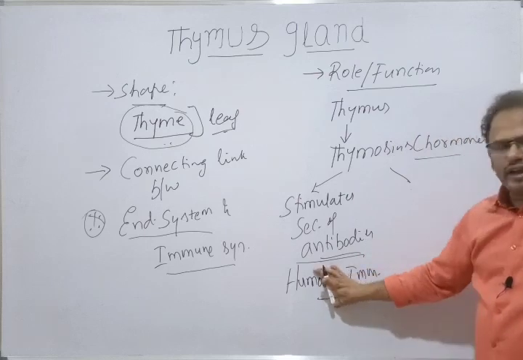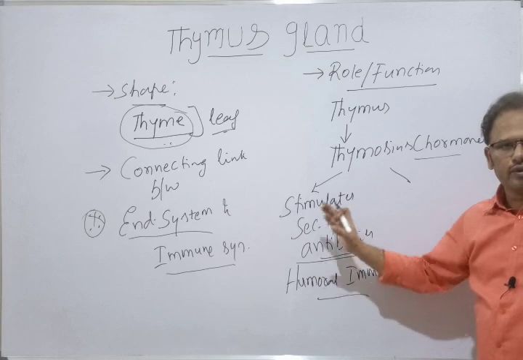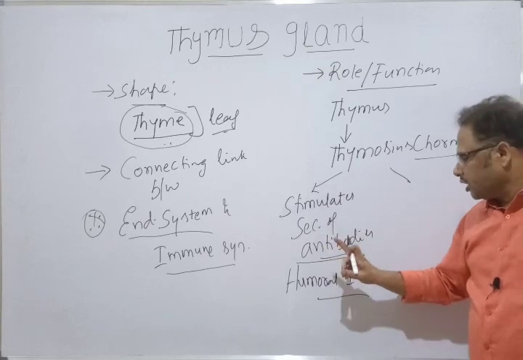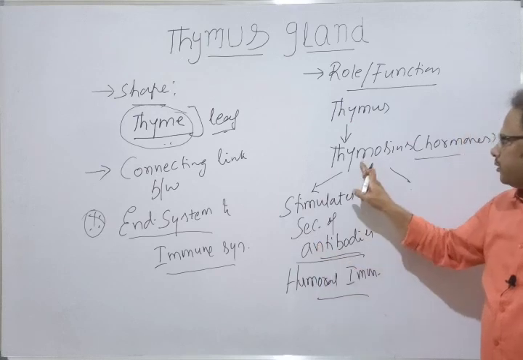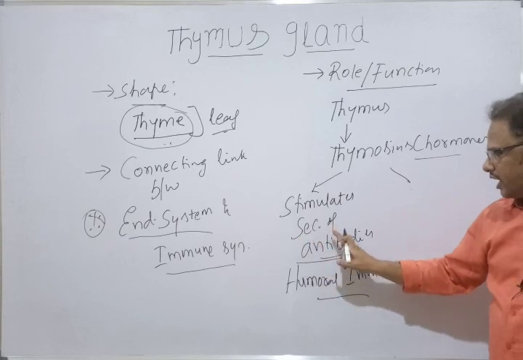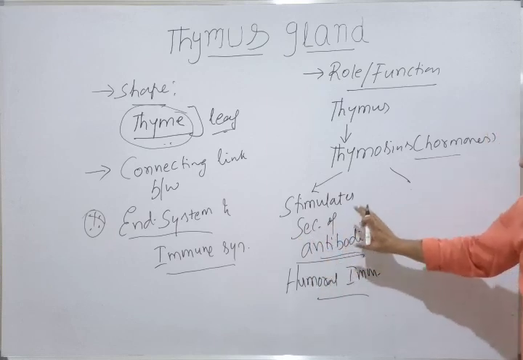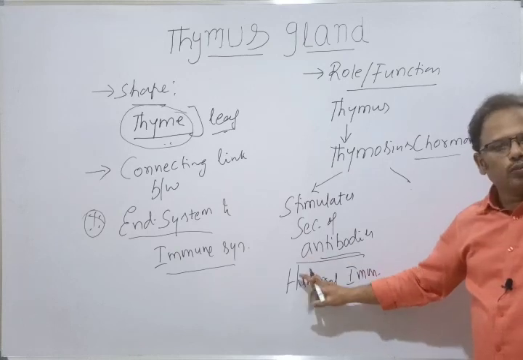The humoral immunity is mediated by the antibodies. The details will be explained under the immune system, not now. Just remember that humoral immunity is provided by the antibodies, and the thymosins are the hormones which stimulate the secretion of antibodies, and antibodies play a key role in the type of immunity called humoral immunity.